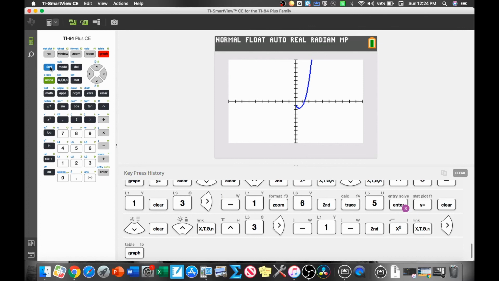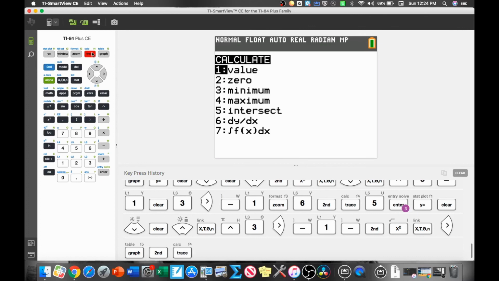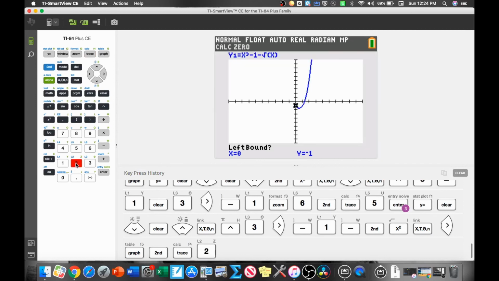So we're going to go second level, calculate, and this time we're going to do 0. 0 and x-intercept mean the same thing. Those words are synonymous. So we're going to do number 2 for calculate the 0. Now this is a little bit different. We have to tell it where we want it to look. So right now the calculator is asking us for a left bound, meaning they want the flashing cursor to be on the left-hand side of the x-intercept, anywhere on the left-hand side.